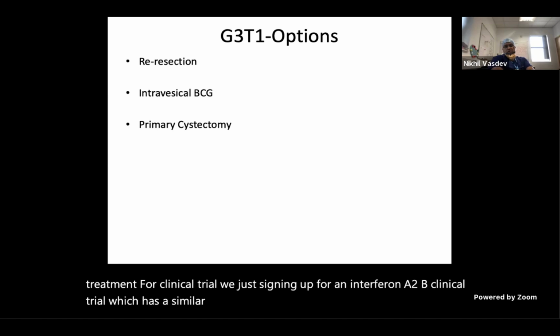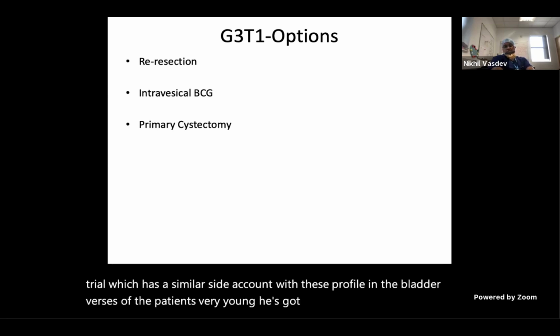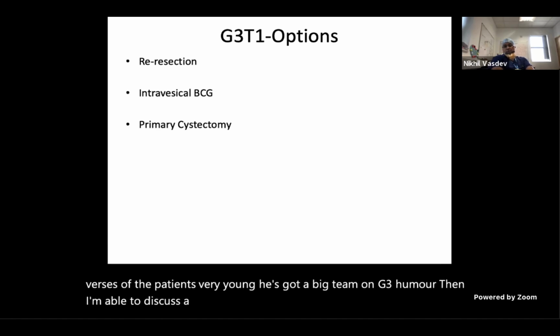Versus if the patient's really young, he's got a big T1, G3 tumor, then I may also discuss a primary upfront cystectomy with a neobladder or a conduit. But we tend to hold that as a backup option.